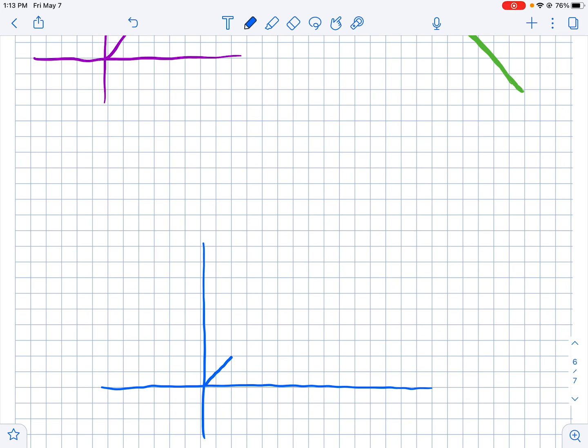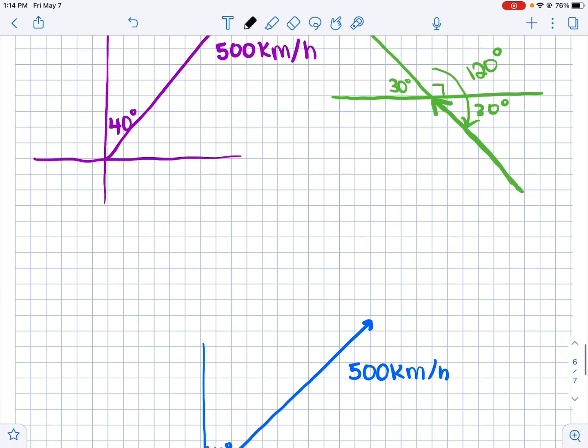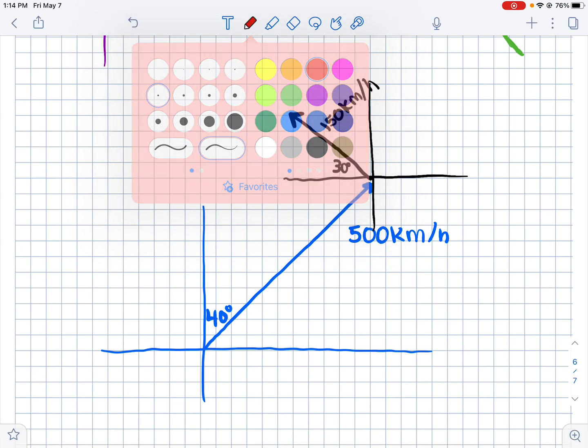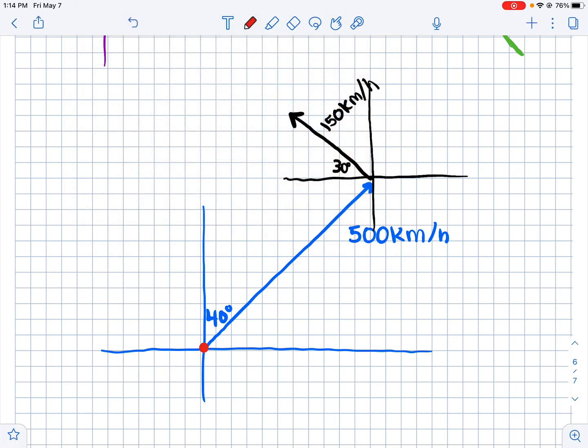Okay, so here's my airplane. That's 500 kilometers per hour. That angle is 40 degrees. Now I'm going to draw my wind so that it's starting here. So my wind is at an angle of 30 degrees. So this is going to be my wind. That's 30 degrees. That's 150 kilometers per hour. Okay, and then my resultant vector is going to be like the start to the end here. So that is going to be my resultant vector.